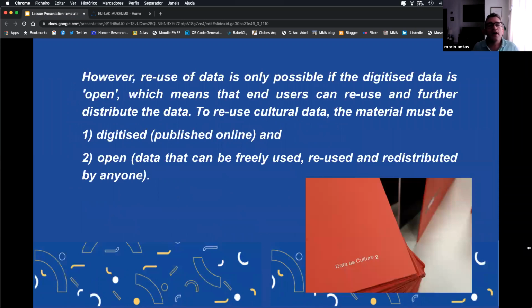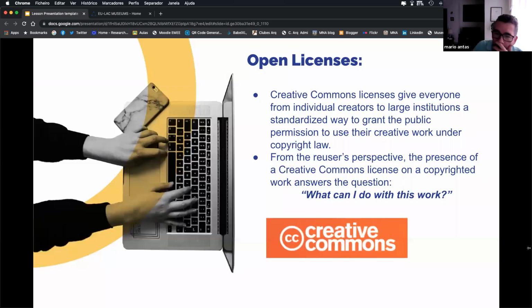And of course, when we think about the reuse of data, we can say that it is only possible if the digitized data is open, which means that end users can reuse and, in some cases, distribute the data afterwards. So, in this sense, the reuse of cultural data requires that the material be, on the one hand, digitized and published online, and on the other hand, open, which means that data can be freely used, reused, and redistributed by anyone. And that's why we need to talk about open licenses.